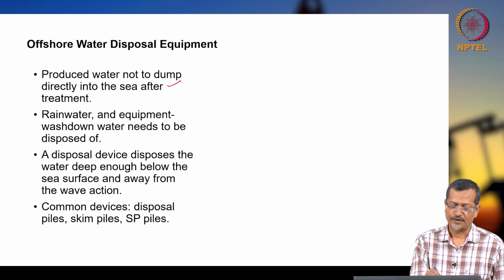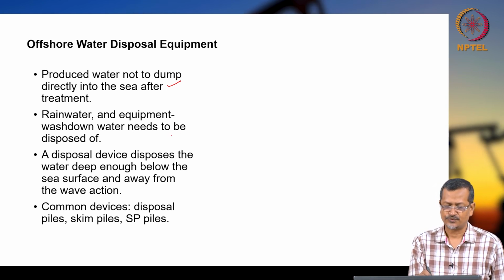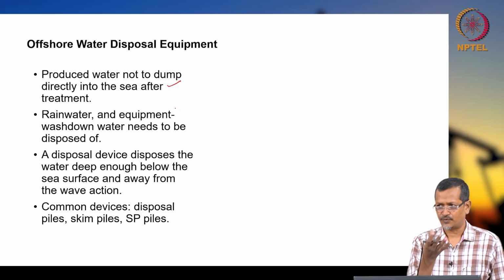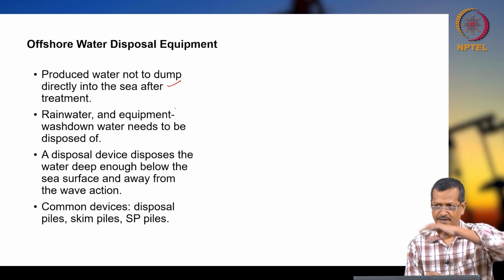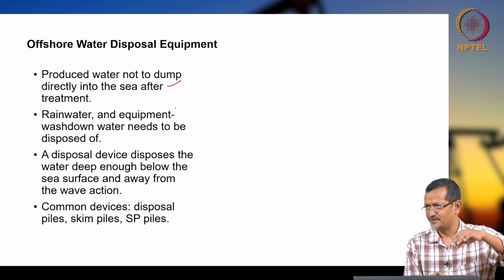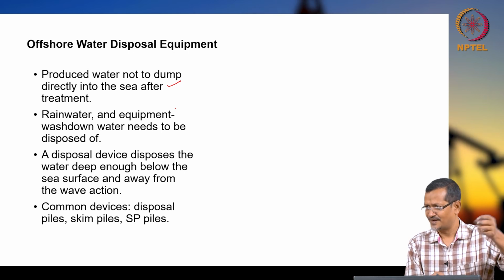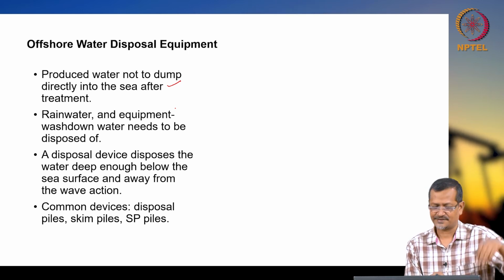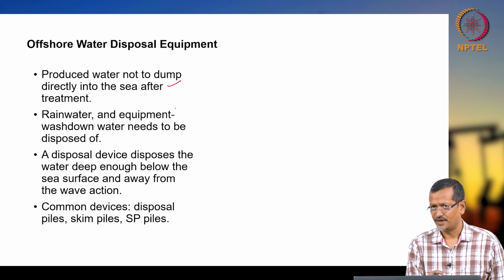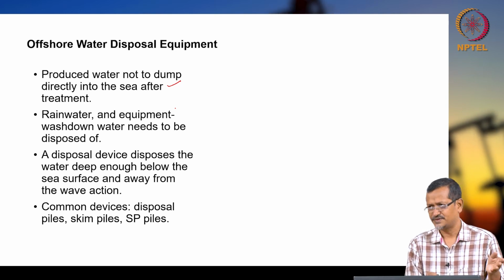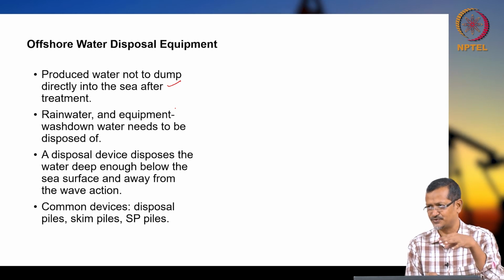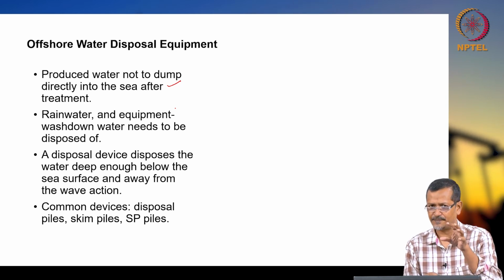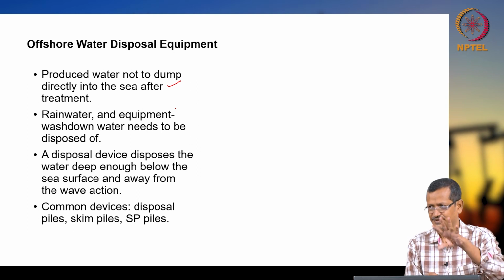Okay, rainwater and equipment washdown water need to be disposed of. So, some produced water you are disposing, and rainwater and other things also, like you have a big flotation unit and other units. So, heavy rain is there, so rain will be entering the flotation chamber and others. So, you have to handle that also, and many platforms will have their own oily water production also, which they must dispose. So, they should have certain equipment which will be used for all types of disposal.